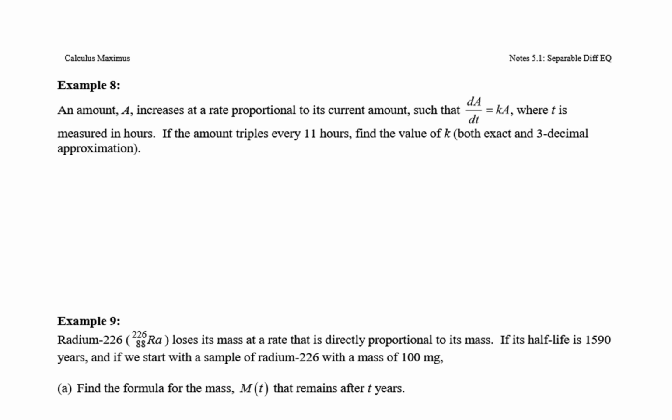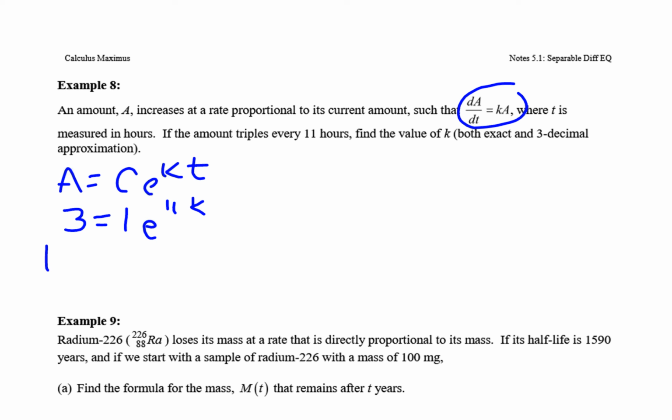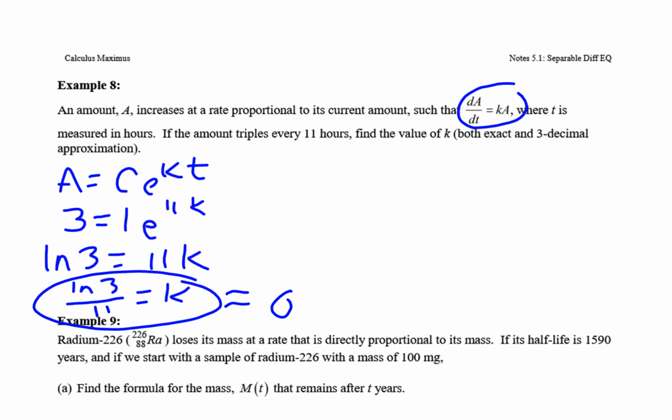All right, let's try another one like that. We have this directly proportional idea, so we know our equation is going to be in this form. Now our amount is going to triple every 11 hours. So if we started with 1, if we're tripling, we'd end up with 3, and we said every 11 hours. That makes an equation that's easy to solve. So ln 3 over 11 is equal to k. We have defined the value of k. That's the exact value, and I think if I typed it on the calculator right, that would be the approximation.